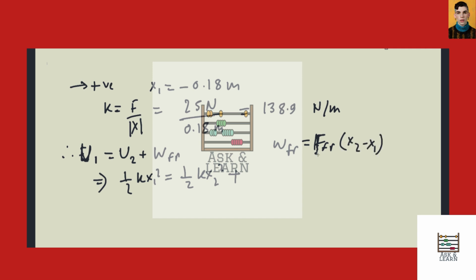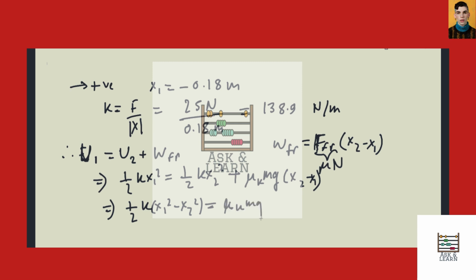Force of friction is mu times the normal force. So the work done due to friction is mu sub k, the coefficient of kinetic friction, times the force of gravity, mg, times x2 minus x1. So what we have is 1/2 k times x1 squared minus x2 squared is equal to mu sub k mg times x2 minus x1.